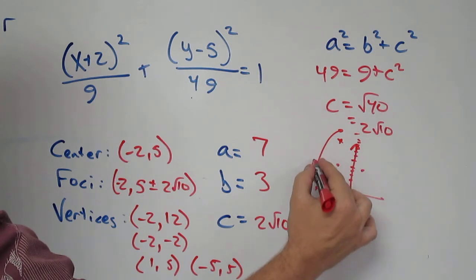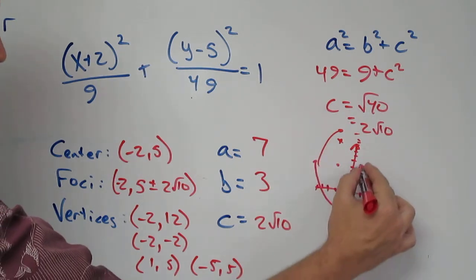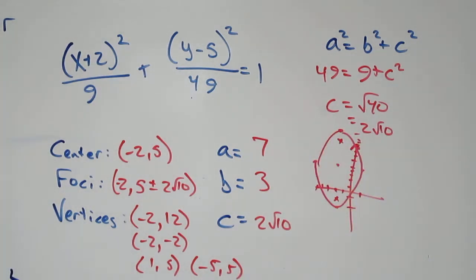And then I just sketch in, see what my ellipse would look like. And that should be all the important points from that ellipse.